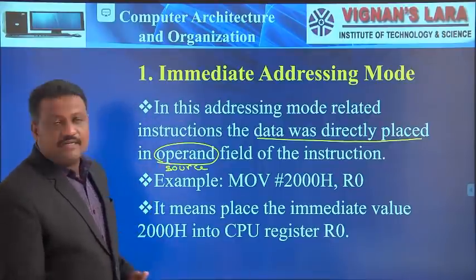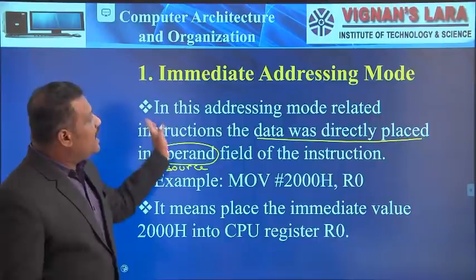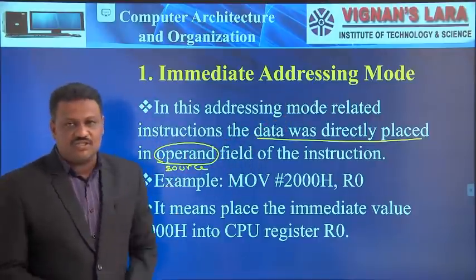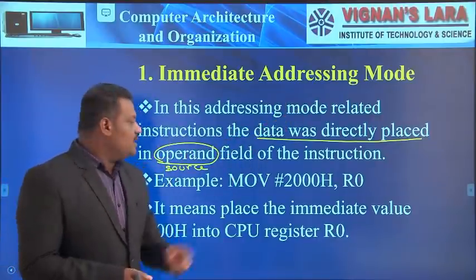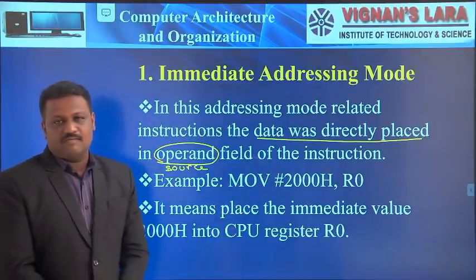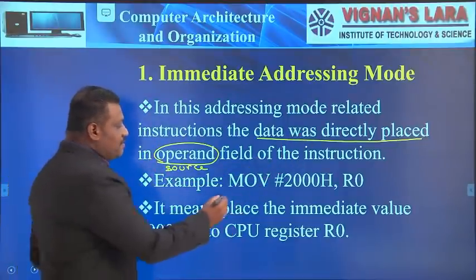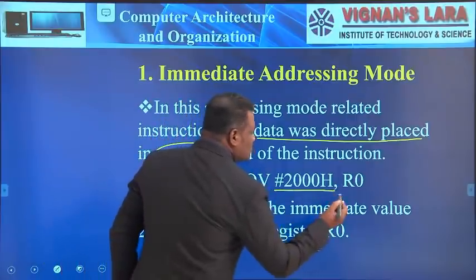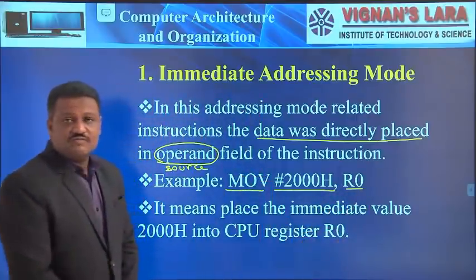I repeat my statement regarding immediate addressing mode: in this addressing mode related instructions, the data is directly placed in the source operand field of the instruction. So for this I can give an example: move #2000h, R0.